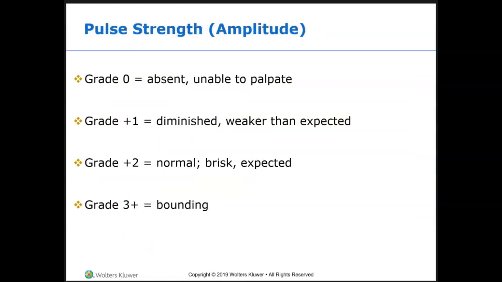Pulse strength. You do need to memorize this as well. I said I was going to stop saying that, didn't I? Bummer. So grade 0 means there is no pulse. It's either absent or you are unable to palpate. Grade 1 plus, or plus 1, is diminished, weaker than expected. Plus 2 means we have a normal pulse, right? It's brisk, it's expected, it's exactly how it should be. And then 3 plus means it's bounding, like really bounding.